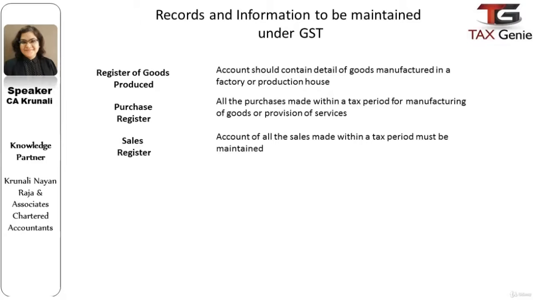Next is the details of the sales. Such a register needs to be maintained by all the registered dealers, and it should contain the details of sales made within a tax period. It should contain details like name and address of the client, registration number, quantity details, pricing, and any such further details which help in showing the actual value of the sales.